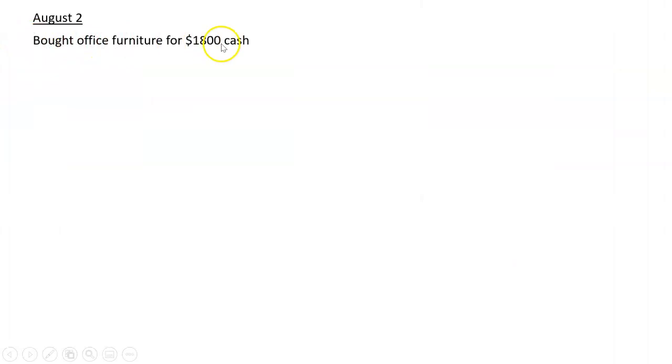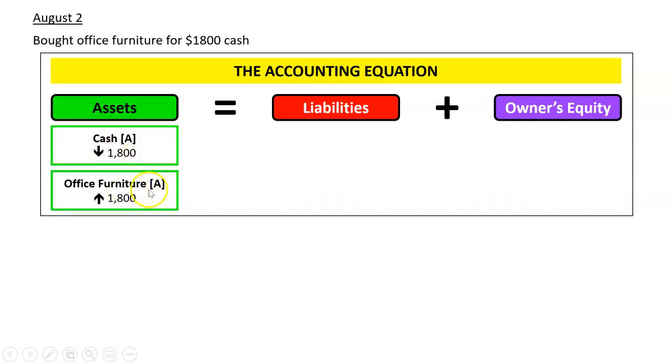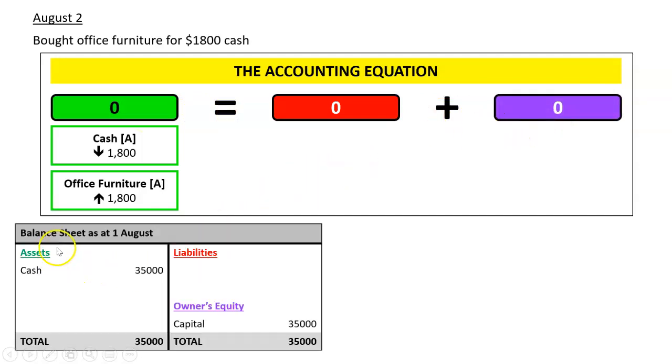The business bought office furniture for $1,800 cash. Well, let's look at our accounting equation. The rules of double entry accounting say at least 2 things, one of which is cash goes down, but I've got another asset called office furniture going up. So to balance this out, assets went up and down by the same amount, that's 0, equals liabilities of 0 and owner's equity of 0, that balances.